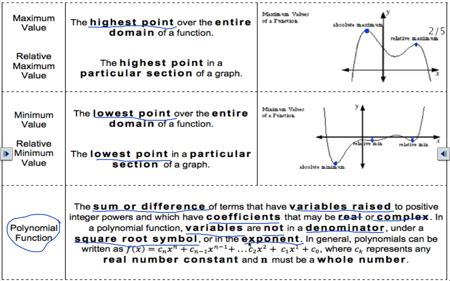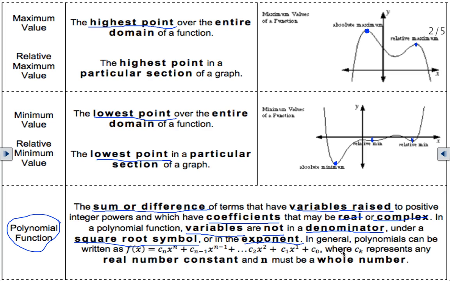With polynomials, you can't have a negative exponent. You can't have any of your variables under a root or a radical, and you cannot have a variable in the denominator. Okay, none of those examples are polynomials. All right, in general, polynomials can be written as this really weird, complicated equation. You've seen polynomials all over the place. Once you get used to it, they're very easy to recognize.